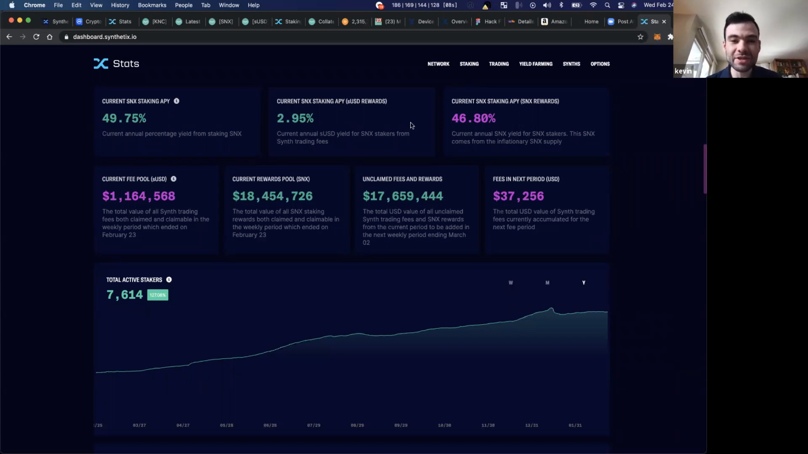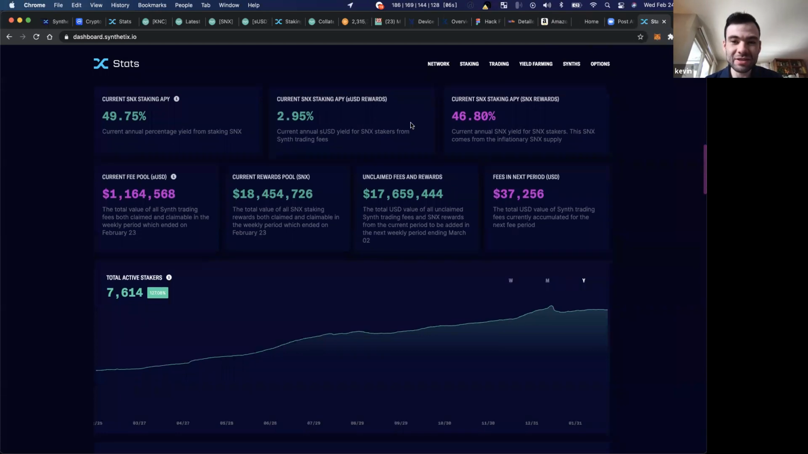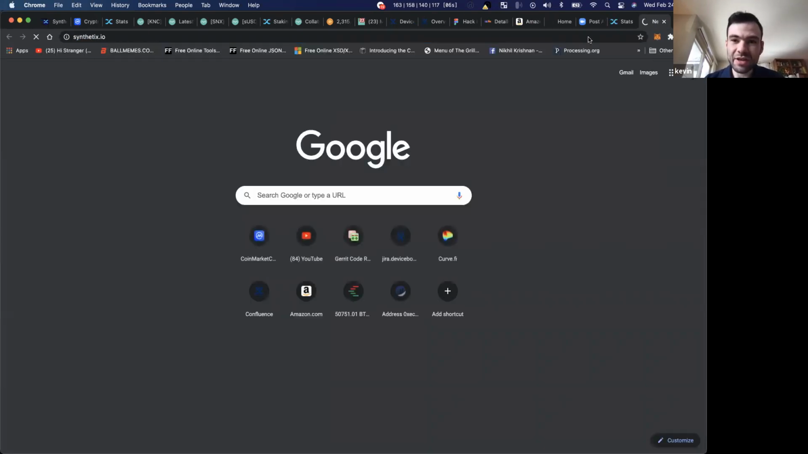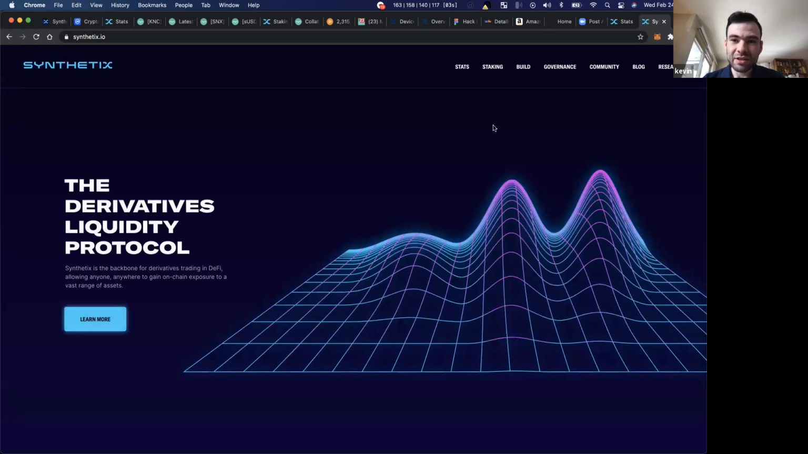I think like all DeFi projects, it's in everybody's interest to have interconnectivity between them, and I think this boosts both ecosystems. If somebody wants to learn more about Synthetix, again, this dashboard is great. If you want to learn more in general, you can go to synthetix.io, and they have a lot of great links to learn about it.